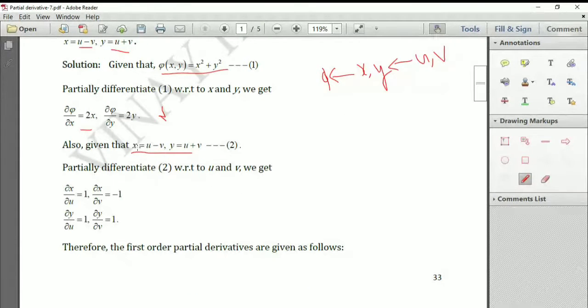Now, what is your dou x by dou u? When you are differentiating with respect to u, your v is constant. So derivative of this is 0, derivative of u is 1. So dou x by dou u is 1. What is your dou x by dou v? Derivative of u is 0, derivative of v is 1 with minus sign. Similarly, differentiate y with respect to u. So you'll get dou y by dou u, which is equal to derivative of u is 1, derivative of v is 0. Similarly, what is dou y by dou v? Derivative of u is 0, derivative of v is 1. So we get this.